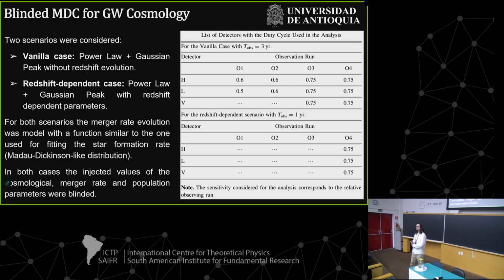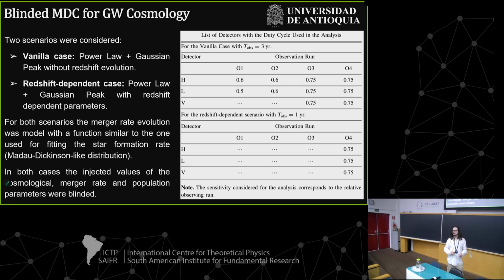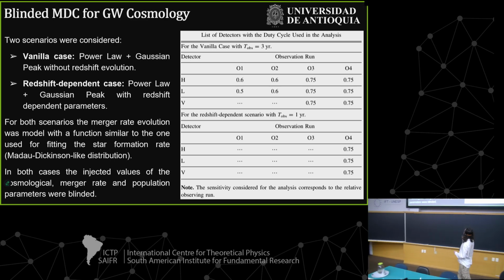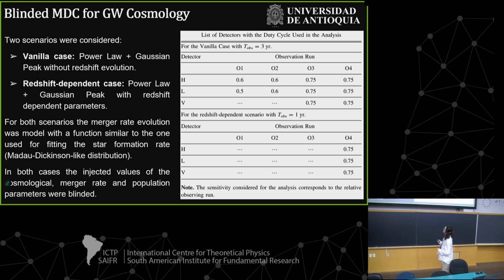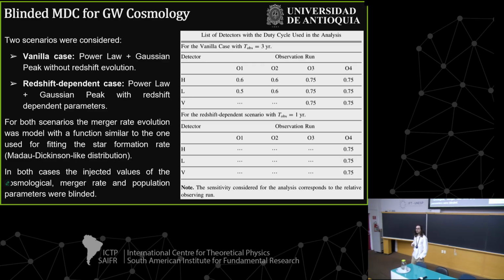In this case, the systematic effects arise due to a mismatch between the true distribution used to generate the mock data and the distribution used for the analysis. So that was the idea. And in both cases, the merger rate evolution was modeled with the Madau-Dickinson distribution.